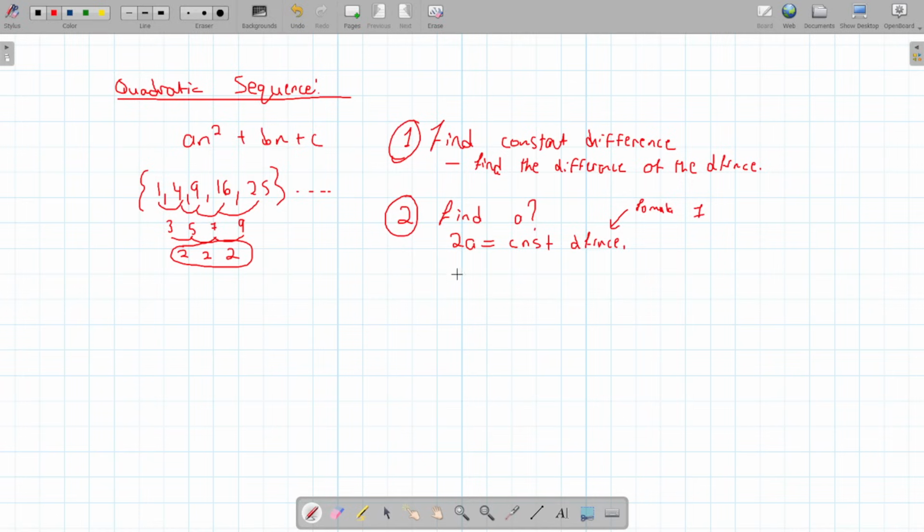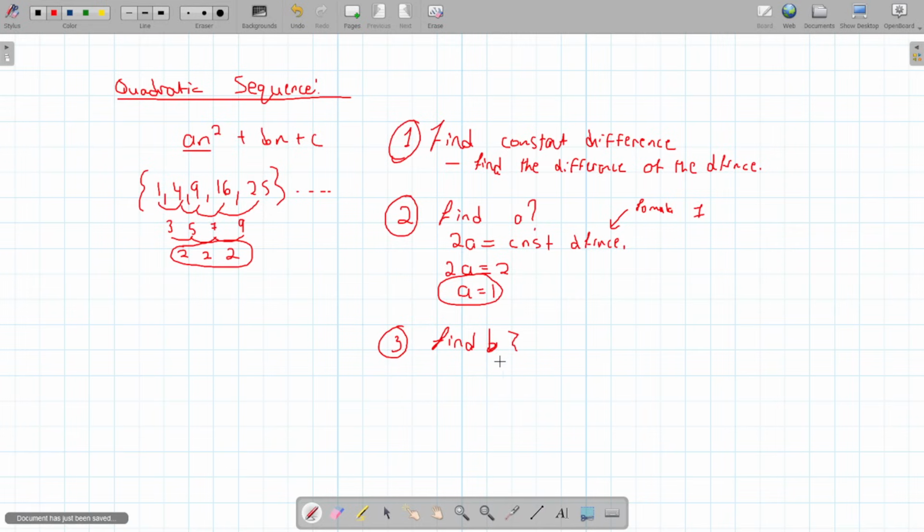So in this case, what would a be? 2 times a equals the constant difference, which is 2. So you divide by 2 on both sides, you get a equals 1. Okay? So that means in this case, for an squared, a equals 1. What's the third step? Now we want to find b.